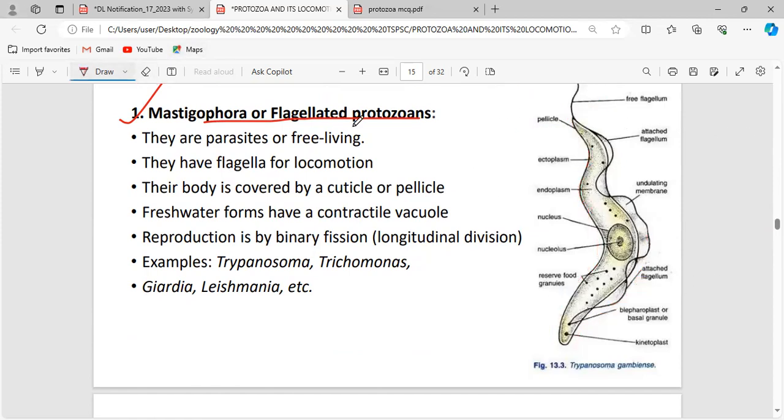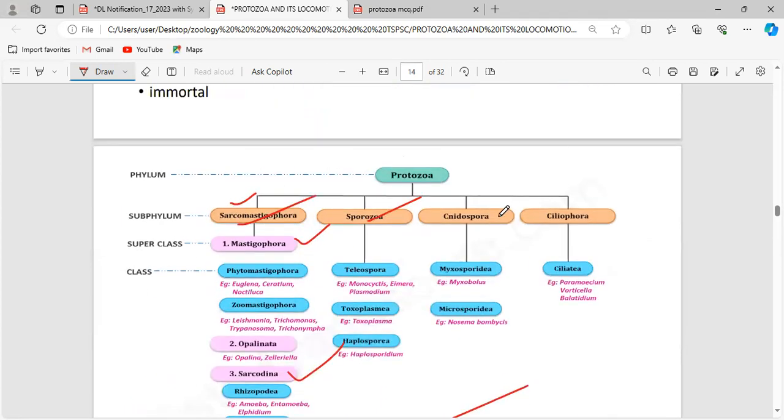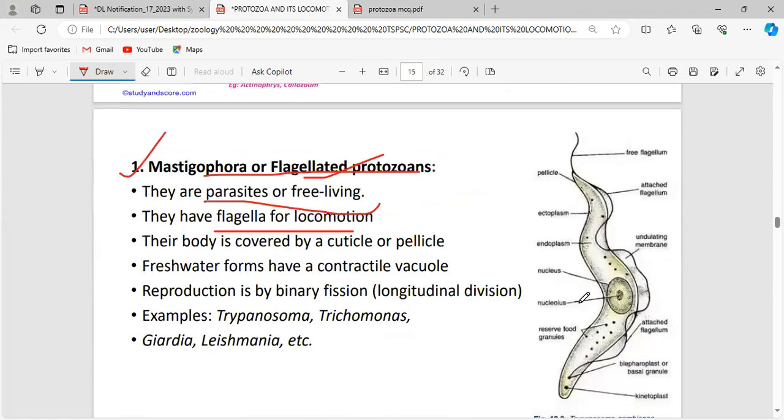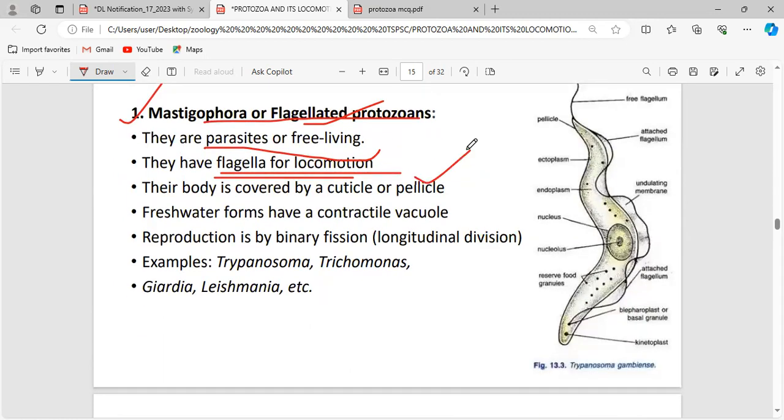This is the pellicle. See, these Mastigophora or flagellated protozoans are parasites or free living. Either they depend on their host organisms to acquire nourishment or they can live independently. And they use flagella for locomotion. As I said yesterday, Mastigophora, Sarcomastigophora, Sporozoa, Cnidospora, Ciliophora, one of the main criteria by which they have been classified is locomotion. Based on locomotion, they are separated into subphyla. That is why Mastigophora uses flagella for locomotion. They have a thick cuticle or pellicle.